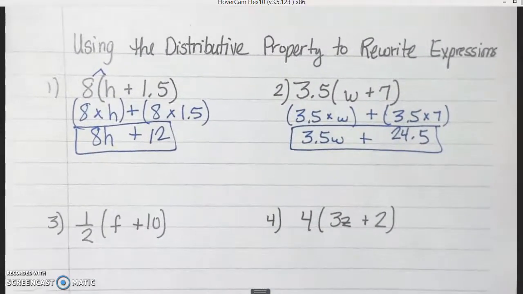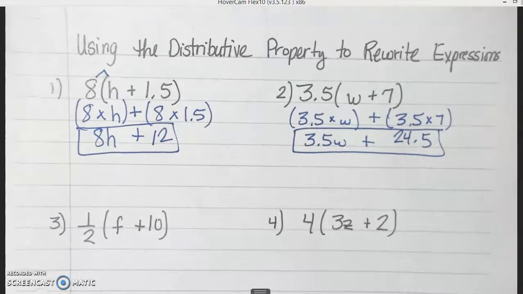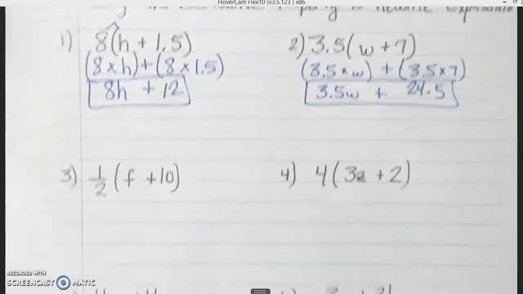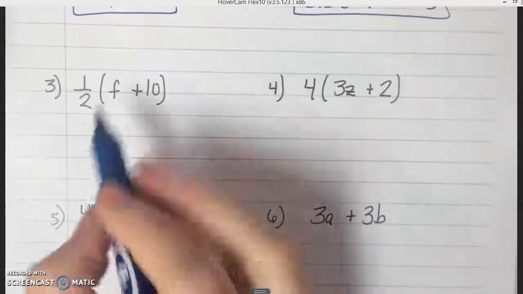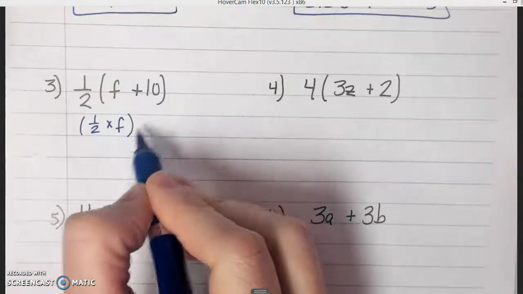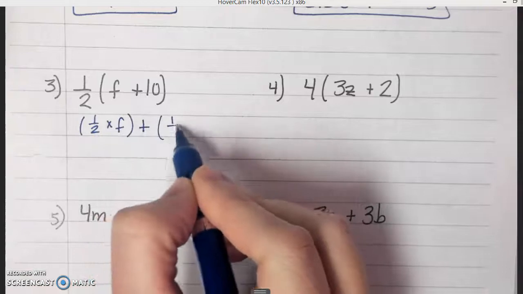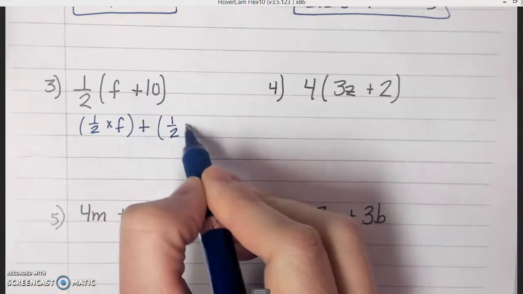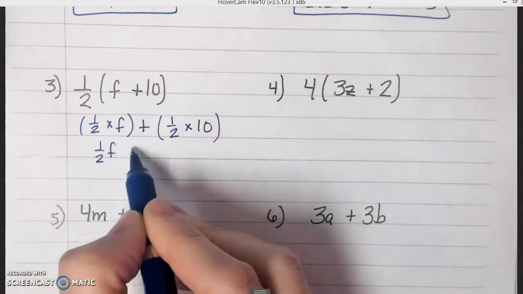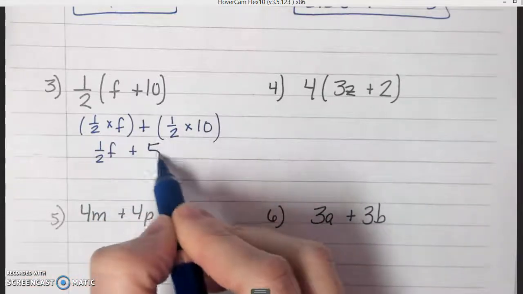One thing when you're working these, please make sure you are writing these out on paper. Don't try to do it in your head. Most kids that make mistakes do so because they will not write it out. Alright, number 3. So we're saying 1/2 times f plus 1/2 times 10. So we have 1/2 f plus half of 10 is 5.